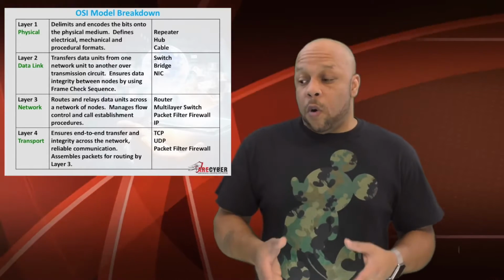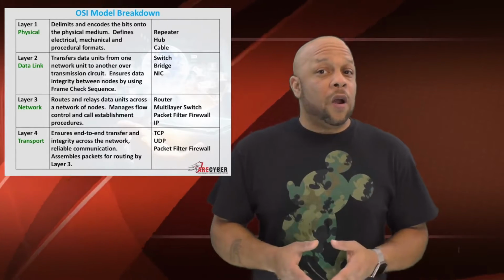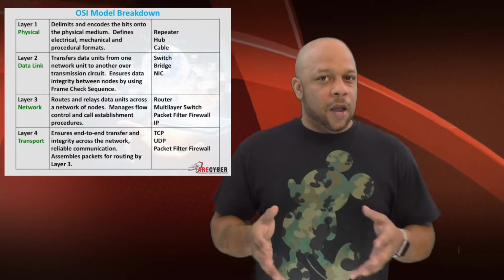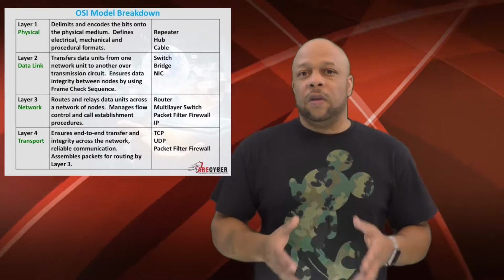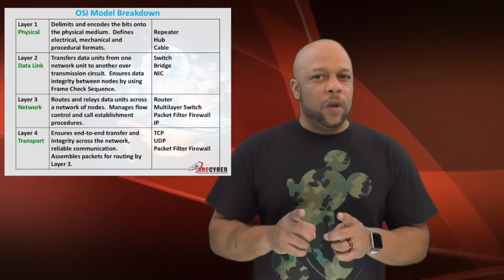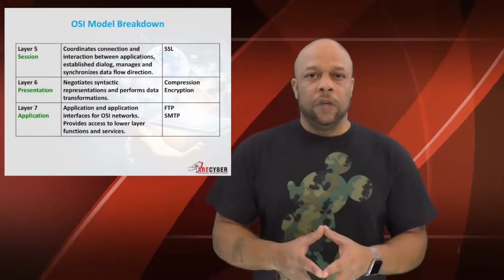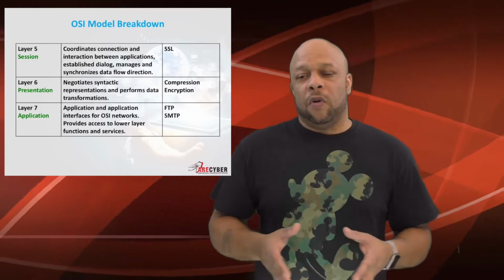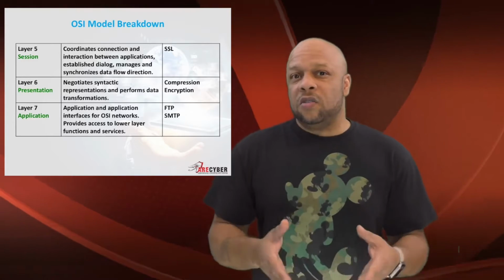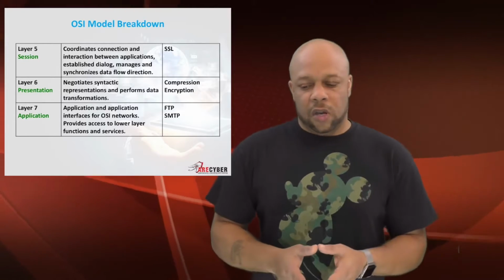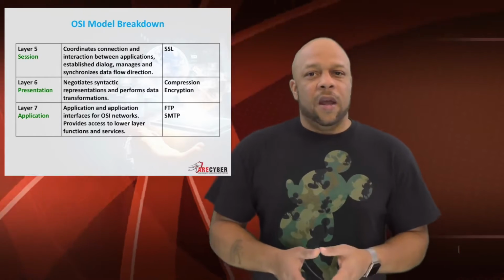Layer 3 also picks up what we call logical addressing. This is where IP lives. It's the IP of TCP/IP, where TCP lives in layer 4. You remember what layer 4 is? The transport layer. Exactly. Then moving into layer 5, where we'll find protocols such as SSL, layer 6, where we have compression and encryption, and then moving into layer 7, the application layer, where we'll find things like FTP and SMTP.